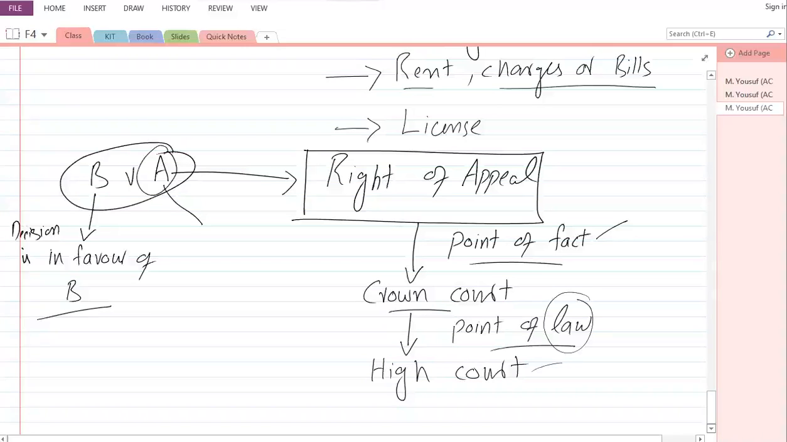So is there any question related to rights to appeal or civil jurisdiction? You can ask it.